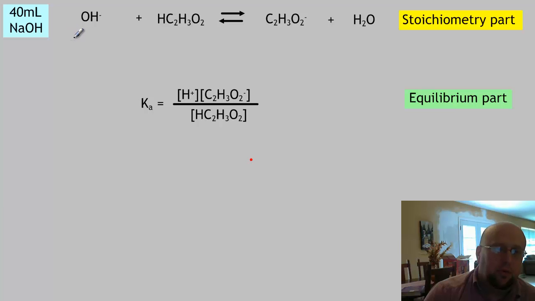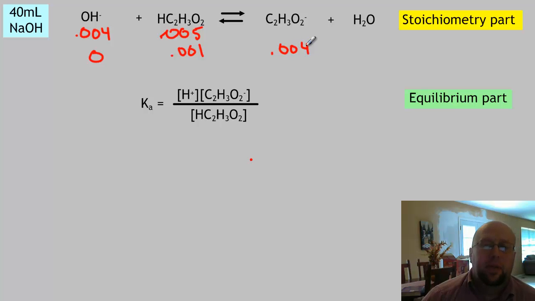So now that I'm up to 0.40 milliliters, I've got 0.004 hydroxide. We've got our 0.005 acetic acid still. This is going to end up being 0. This is going to end up being 0.001. And don't forget your acetate. So don't forget what happens on the other side of the equation. Now we're going to go back in and divide by our new volume. And our new volume, of course, is 90 milliliters, 50 plus the 40.